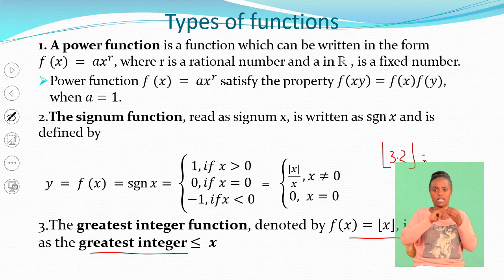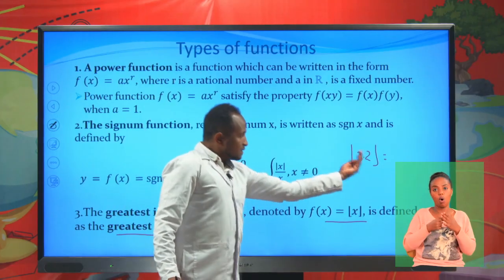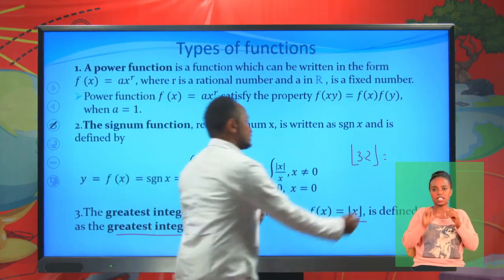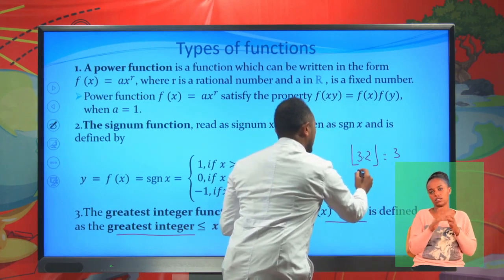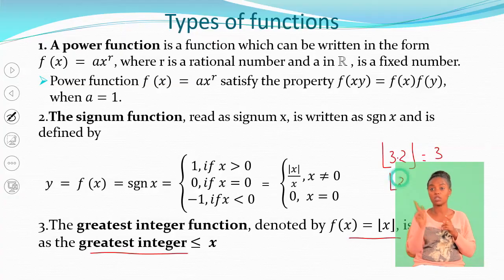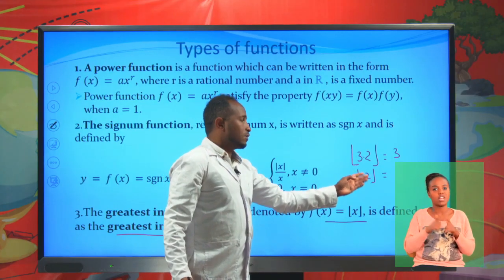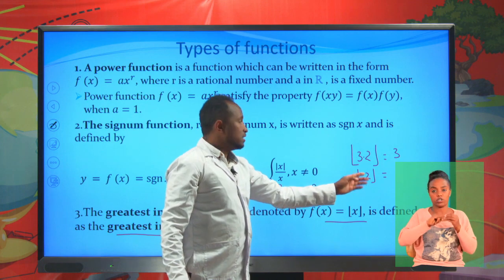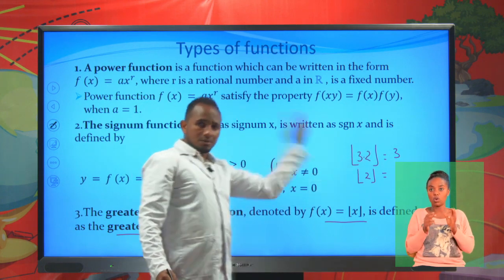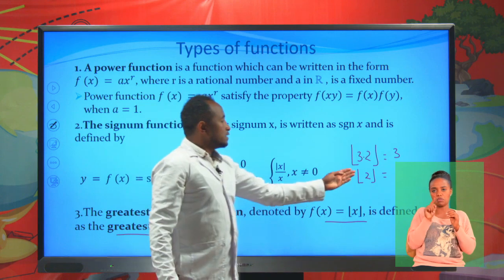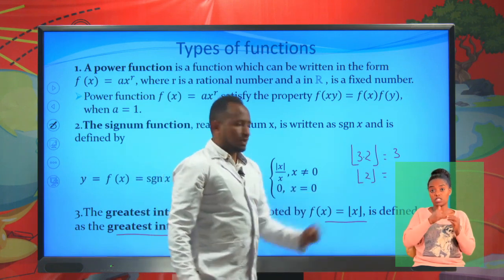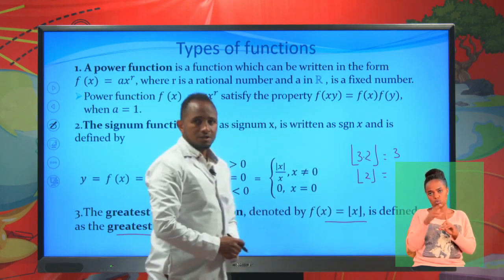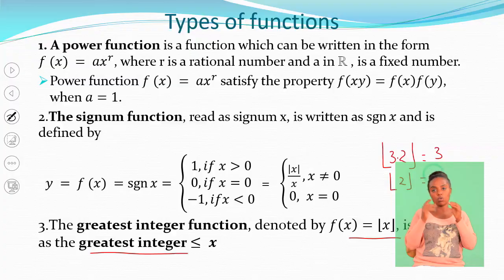The greatest integer less than 3.2 is 3. And if you are asked what is the greatest integer less than or equal to 2, is this 2? According to the definition, you can take 2 if it is an integer. If it is not an integer, you take a number less than it. Therefore, since 2 is an integer, you can take 2 itself. The greatest integer less than or equal to 2 is 2.